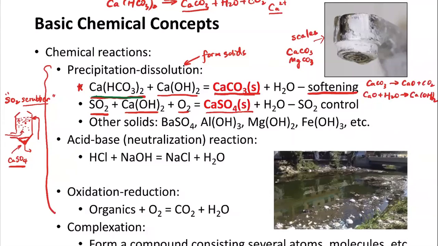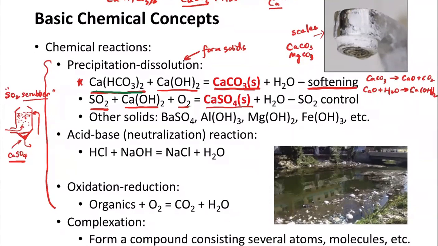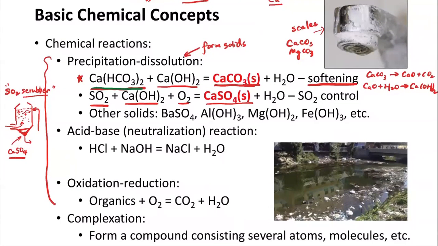So again, you can see we use these precipitation dissolution reactions to deal with the air pollution problem, either in water treatment or air pollution control. There can be other solids in the chemical reaction. Here I'm mainly using calcium carbonate or calcium sulfate, but barium sulfate is an example, as are aluminum hydroxide, magnesium hydroxide, iron hydroxide, and so on. All of these are insoluble.